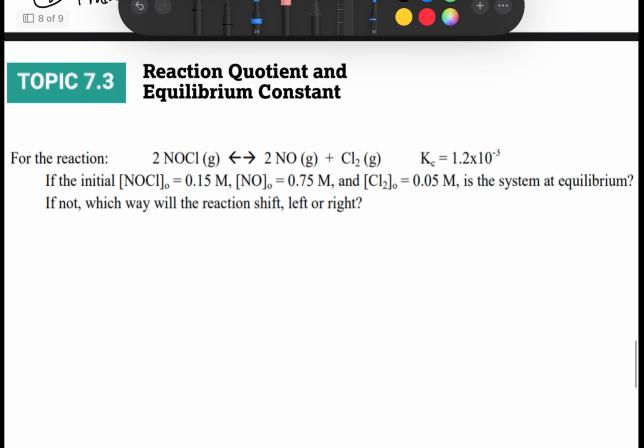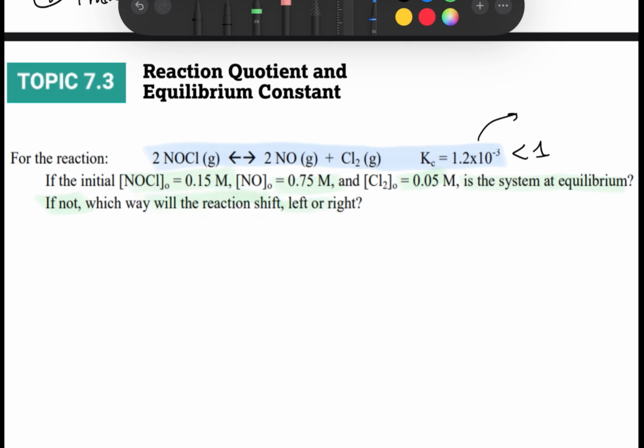Okay, we are given a piece of a reaction with its corresponding value of Kc. You can see that the value of Kc is less than 1, which tells me that the reaction is favored to form more reactants, not products, but it's not the case so far. Now the question says, given the initial concentrations of the products and reactants, is the system at equilibrium? If not, which way will the reaction shift?